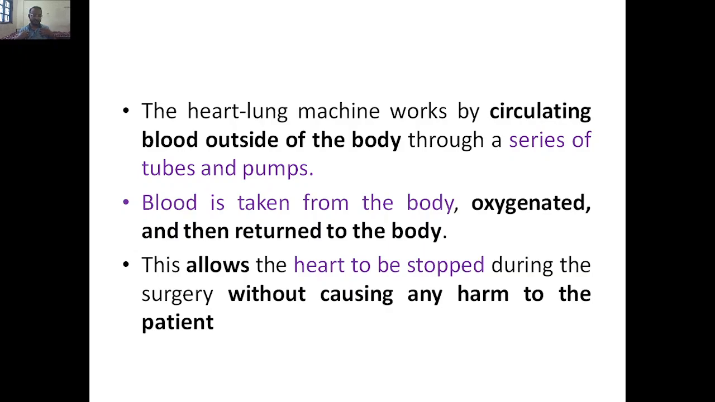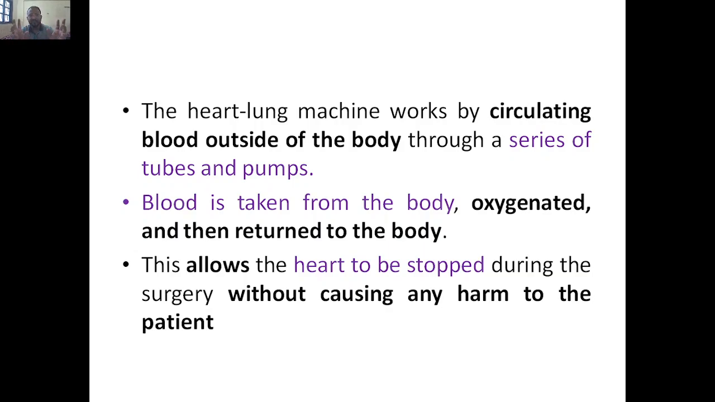Like other parts of the body, like the heart, where the blood comes in and goes out, this machine acts the same way. Whatever inlet goes to the heart, and whatever exit comes from the heart, is also connected back to the human. So that's how it works.